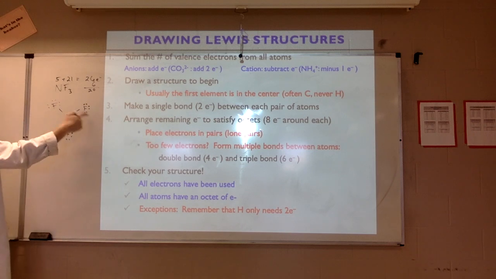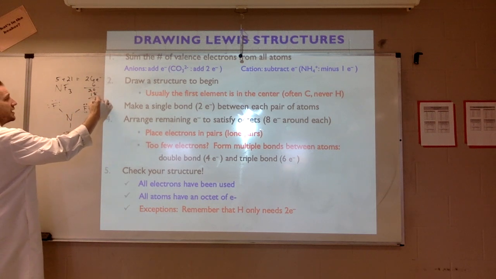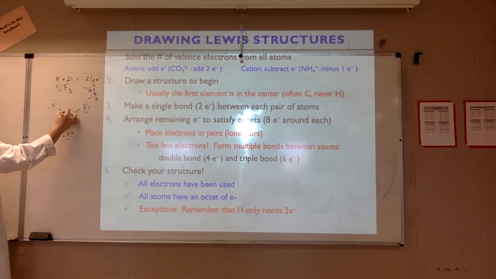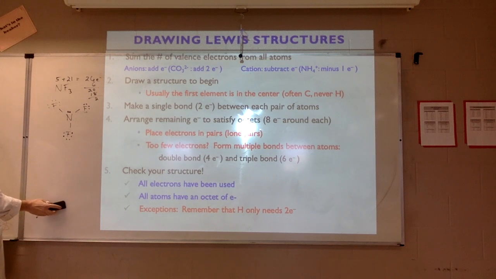Does not matter. I just use 6, and 6 is 12, plus another 6 is 18. I've got 2 left. If I've got extras, I'm going to put them on the center. If we look, this fluorine's got 8, 8, and 8, and our nitrogen has 8. We've got a stable Lewis structure.